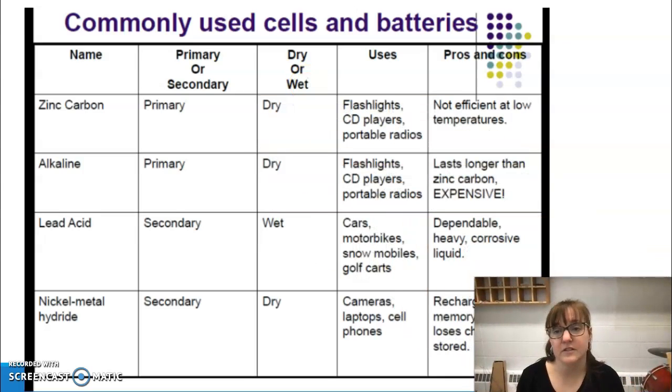So now here are some different common cells and batteries that we use. We've got our zinc carbon batteries, our alkaline batteries, our lead batteries, and our nickel metal hydrides. So just take a look at this. Make sure you look at the pros and the cons. I realize my face is in the way here, so I'm going to let you read this one on your own. And that will get us through the key points of topic 5.